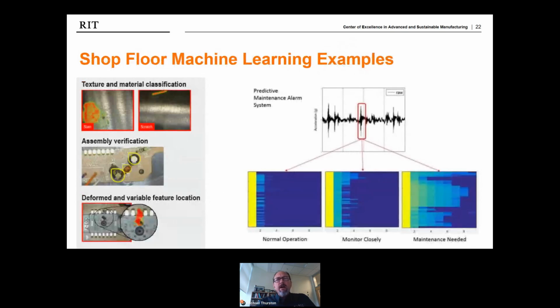So a couple of quick examples from the shop floor. On the left, we're using image data to detect quality defects. This is somewhat similar to traditional computer vision methods, but modern machine learning technologies allow application to much more complicated problems. The picture on the right shows analysis of vibration signatures to assess the condition of a machine. Anomalies can often be detected by training models on normal data, so unsupervised learning.